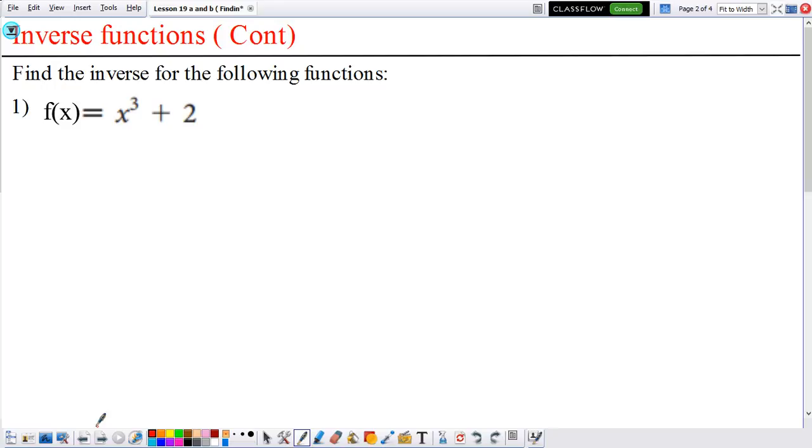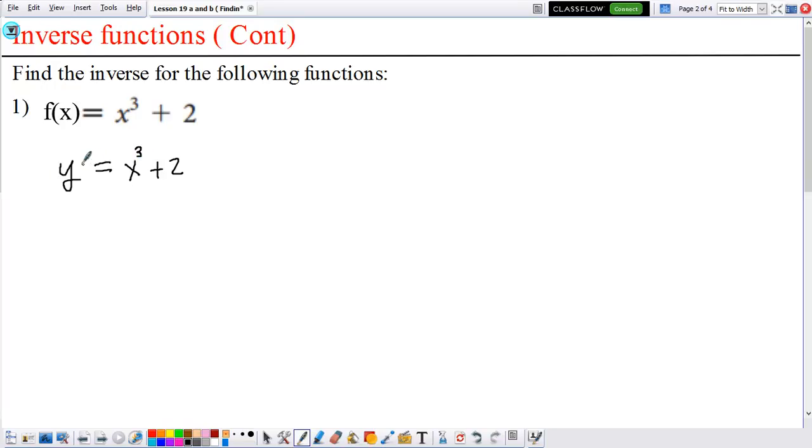Now, again, we have a series of steps where the first step is if your function is not in terms of y, write it in terms of y. So let's do that first. Now we have y, because remember f of x, you can write it as y. So if we change your original equation, we're going to have y equals x cubed, or to the third, plus 2. So that's always the first step. Just write it in terms of y.